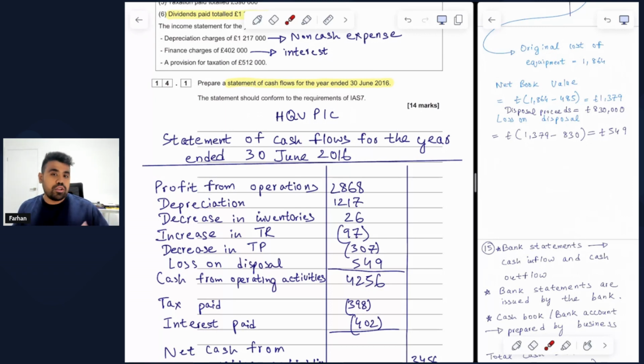Again, if you want, you can just memorize it: any decrease in current assets, you're going to add it, and any increase in current assets, you're going to subtract it. But I would always recommend to apply some form of logic and rational judgment behind why we are doing this, because the whole world depends on this accounting.